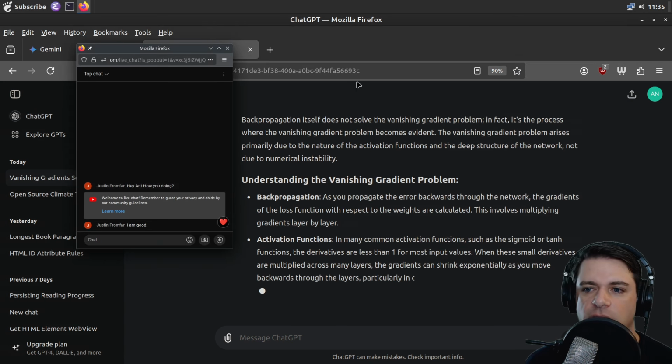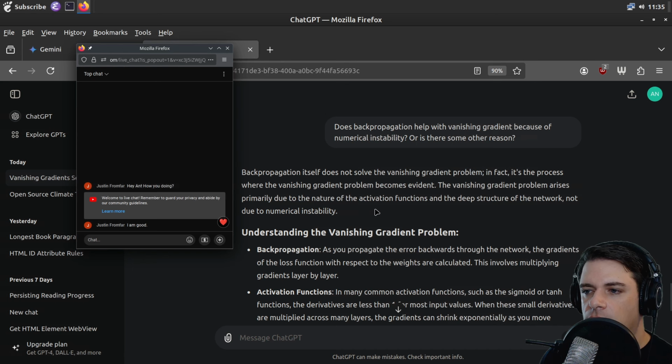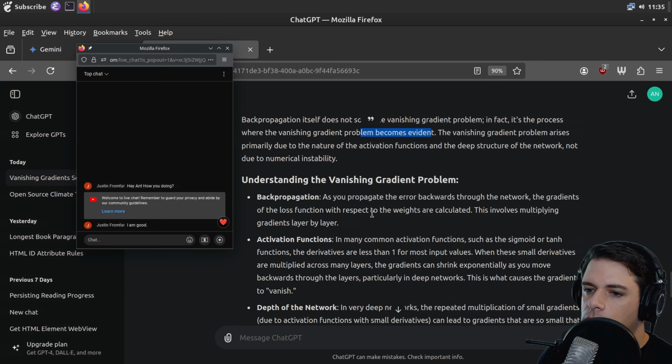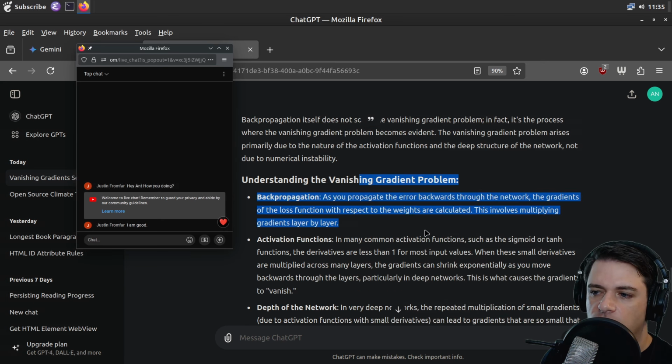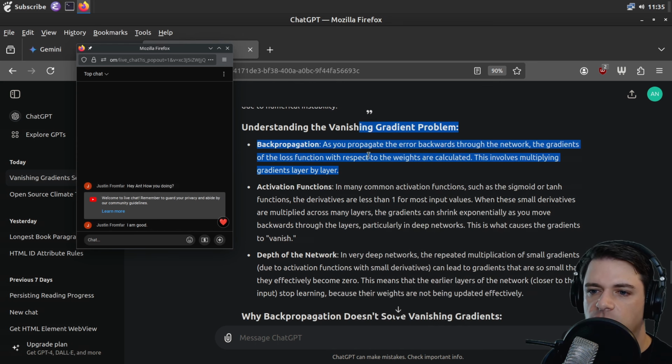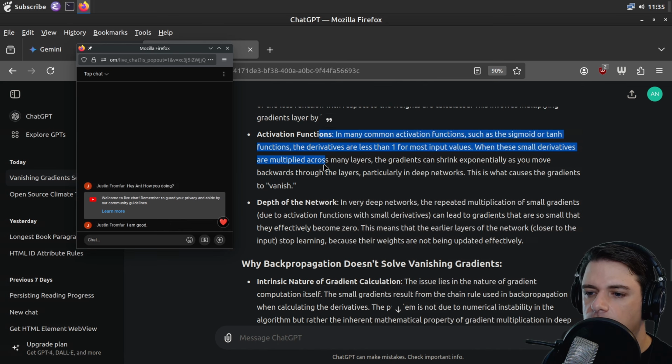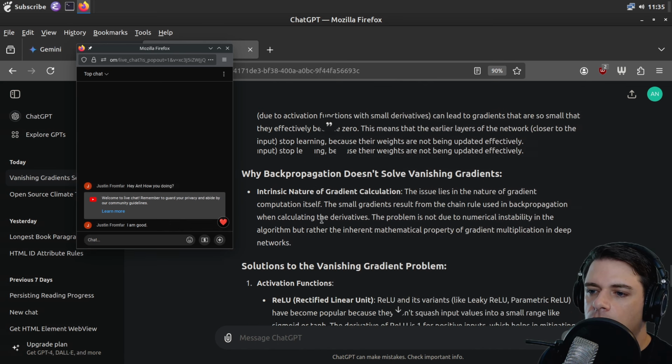Backpropagation itself does not solve the vanishing gradient problem. In fact, it's the process where the vanishing gradient problem becomes evident. Oh, okay. As you propagate the error backwards through the network, the gradients of the loss function with respect to the weights are calculated. This involves multiplying gradients layer by layer. And then we have activation functions, and so on. Yeah.